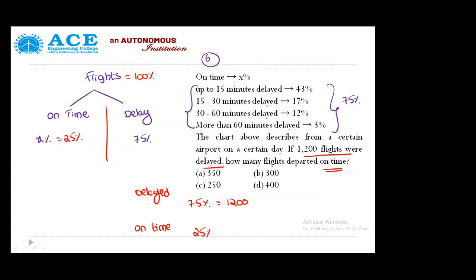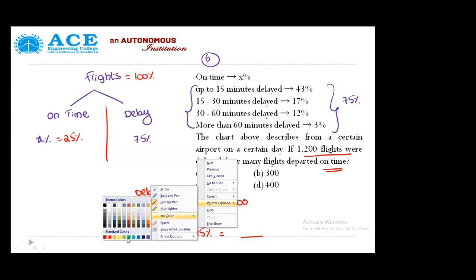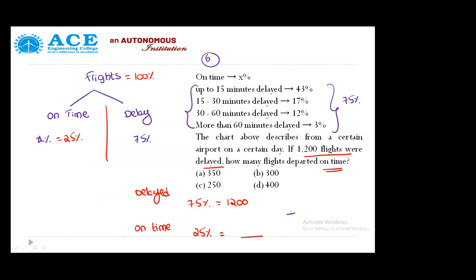On time is 25%. How much is this? Delayed is 75%, which is 1200. On time is 25%. I think you can directly do this divided by 3, right? Divided by 3, we can say 400, straightforward. Few people are mentioning 300 also. That's why I'm just checking your chat box as well. So guys, you should get 400 as the answer.